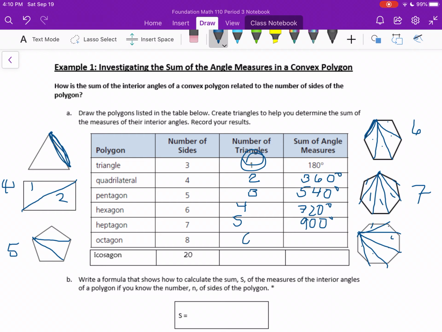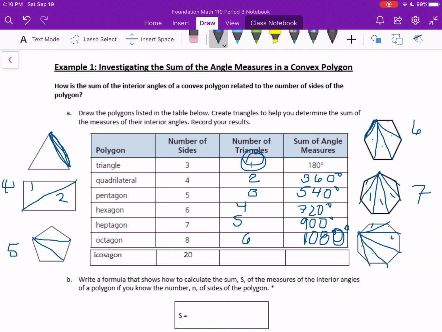6 triangles. And 6 times 180 is 1,080. All right, it's too hard for me to draw a 20-sided shape. So I'm going to try, oh, that's not 1,080. That's, here we go, 1,080. So I'm going to try to figure out, well, what's going on in each one of these?